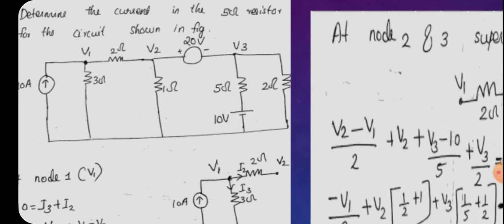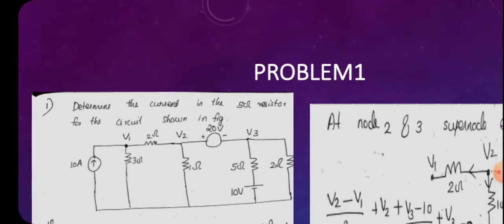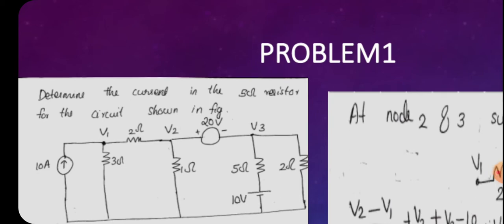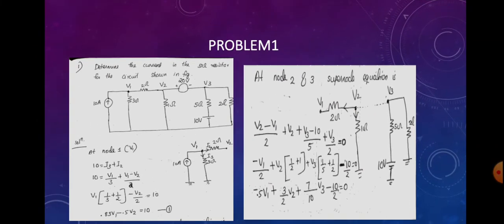Since the 20 volt battery is connected between V2 and V3, we can write V2 minus V3 equal to 20 volt. The potential difference between the two terminals will be equal to 20 volt. That is its meaning. The 20 volt battery's positive terminal is connected to V2 and negative terminal is connected to V3. That means the potential difference between the two points V2 and V3 will be equal to 20 volt. So V2 minus V3 equal to 20 volt. That is its explanation.